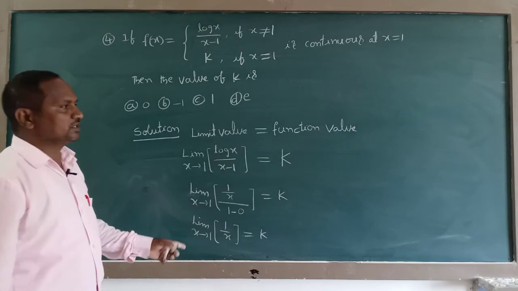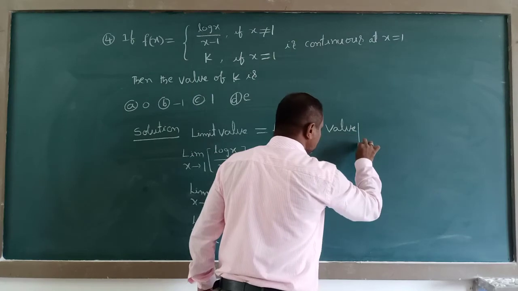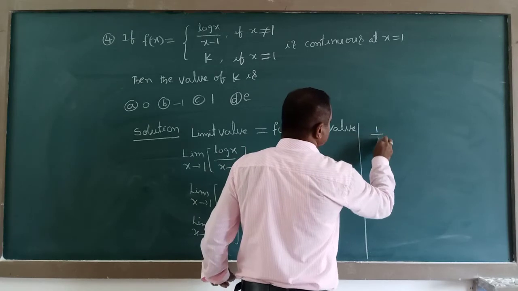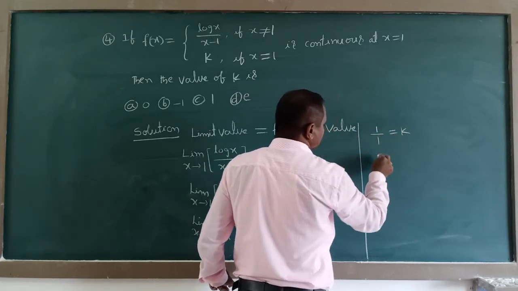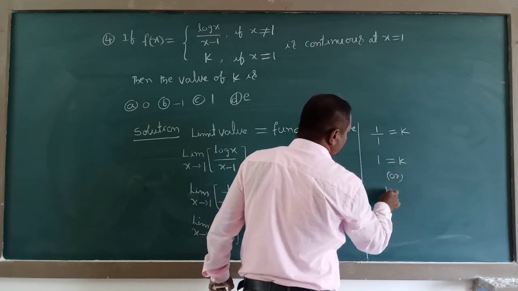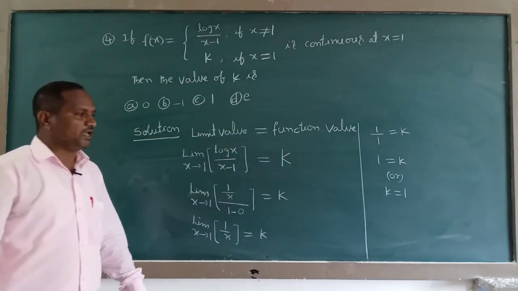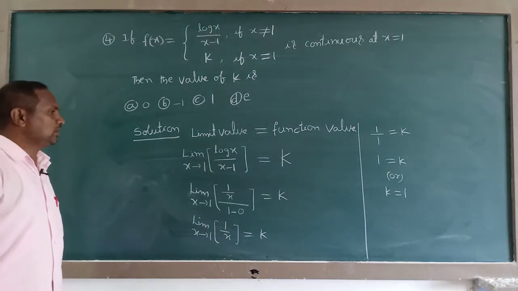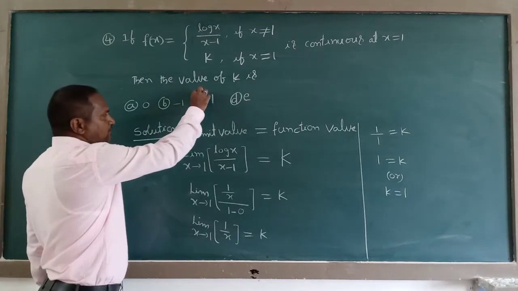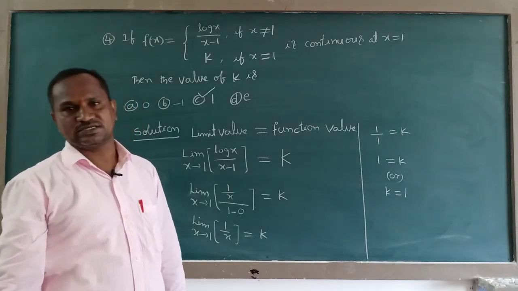Then afterwards we can substitute x as 1 here. That is 1 by 1 is equal to k. 1 by 1 can be written as 1 is equal to k. Or we can write k is equal to 1. That's why finally we got the value of k as 1. Now we can observe all the options. The third option C has the value 1. That's why the third option is the correct option for this question.